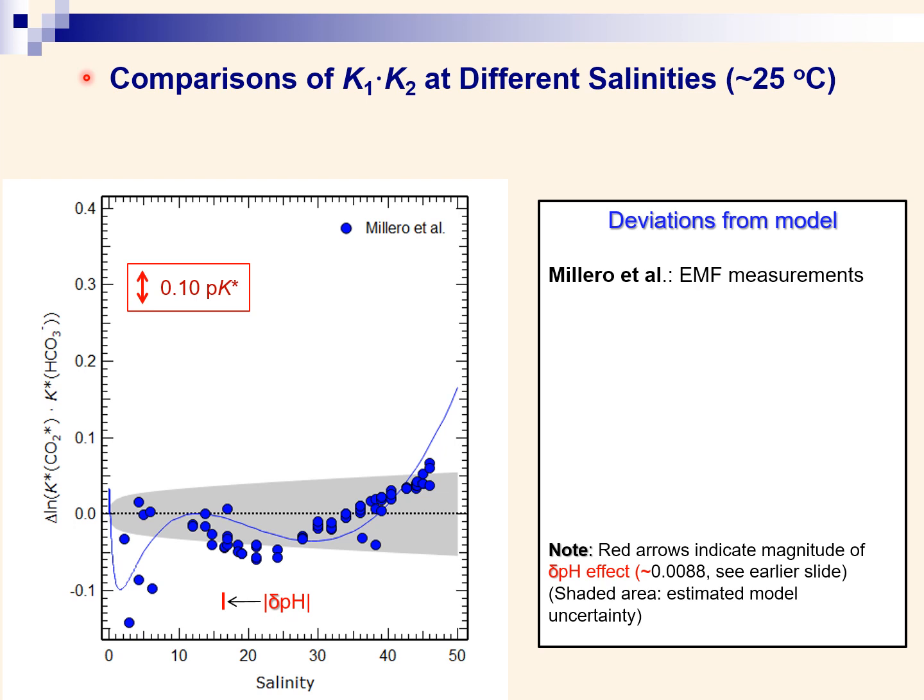Finally, the same kind of plot, but for the product K1 times K2. Here we see the values of Millero et al. 2006, again constructed from their individual determinations of K1 and K2. And we see that the pattern of residuals is essentially the same as it was for measurements of K2. And here is their fitting equation, which also shows the same behavior as I have commented on before. And at the bottom here, we've got our measure of possible pH inconsistency. And again, it's quite small compared to the scatter in those data.